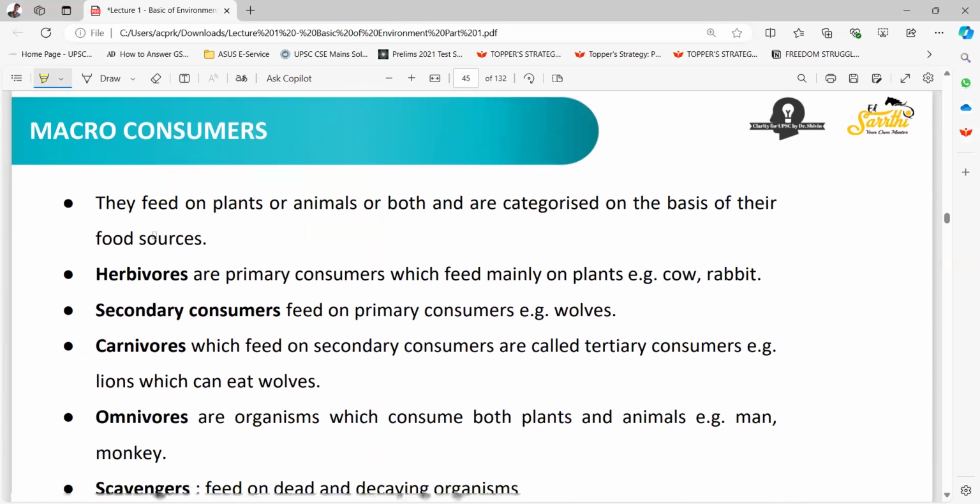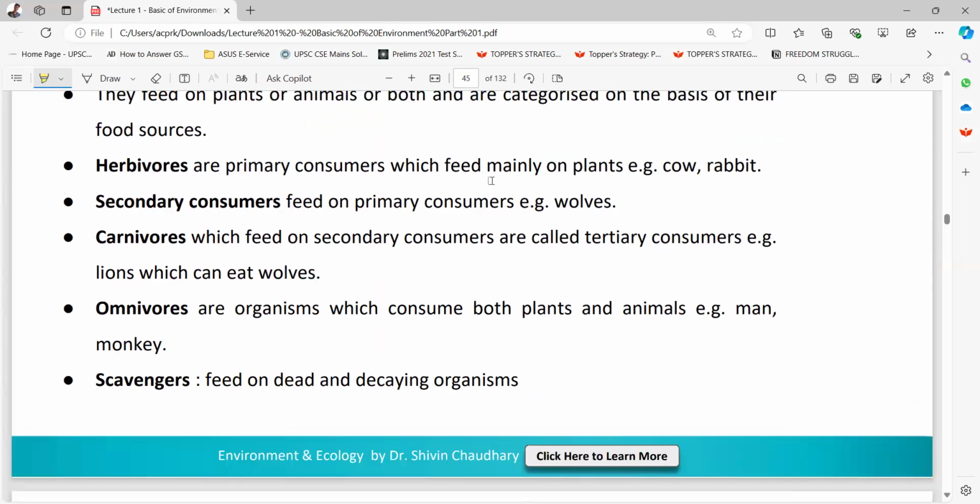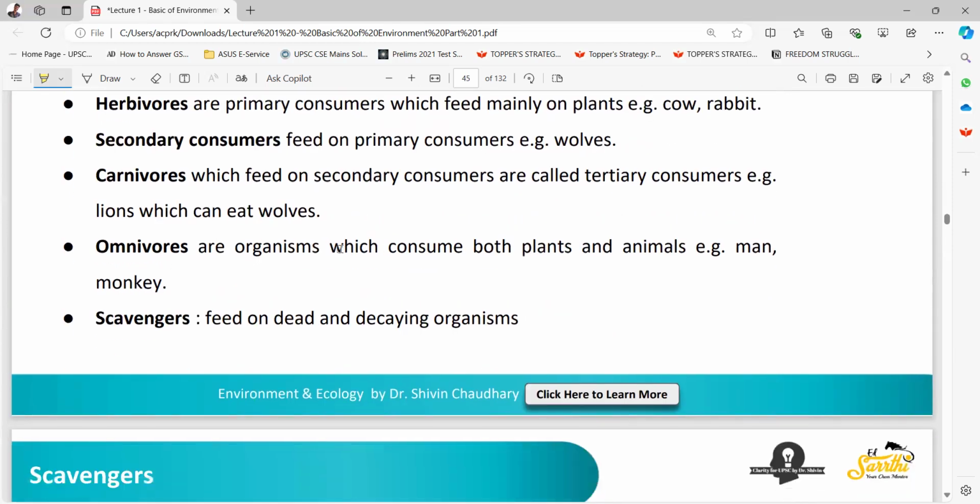Okay, macro consumers. They feed on plants or animals or both, and are categorized on the basis of their food source. Herbivores are primary consumers which feed mainly on plants. Example, cow, rabbit. Secondary consumers feed on primary consumers. Example, wolves. Carnivores which feed on secondary consumers are called tertiary consumers. Example, lions which can eat wolves. Omnivores are organisms which can consume both plants and animals. Example, man, monkey. Scavengers feed on dead and decaying organisms.